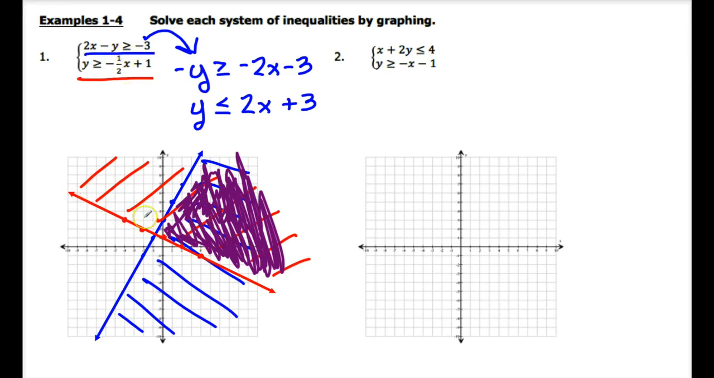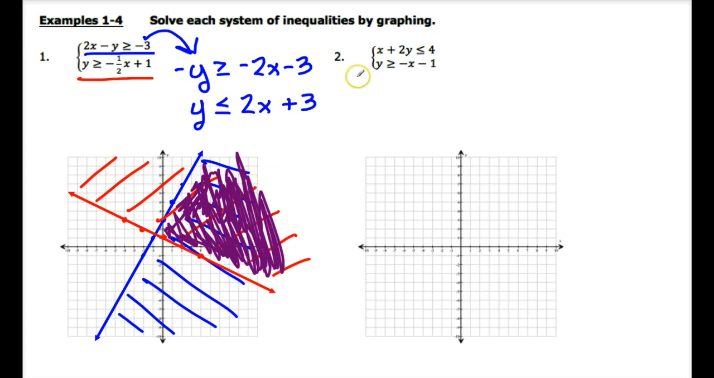Any point in just this red region up here would work in my second inequality, but not my first. Any point in the blue region down here, if I tested it, would work in the first but not the second. And then this white region over here, where there's no shading, if you pick a point in this region, it's not going to work in either of your inequalities. Okay, so that's what these 4 different regions mean.